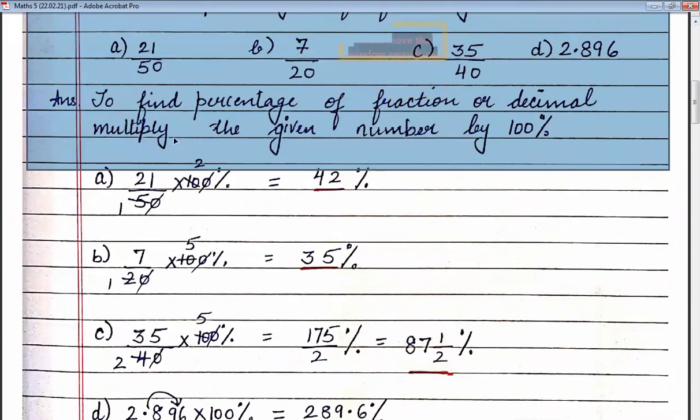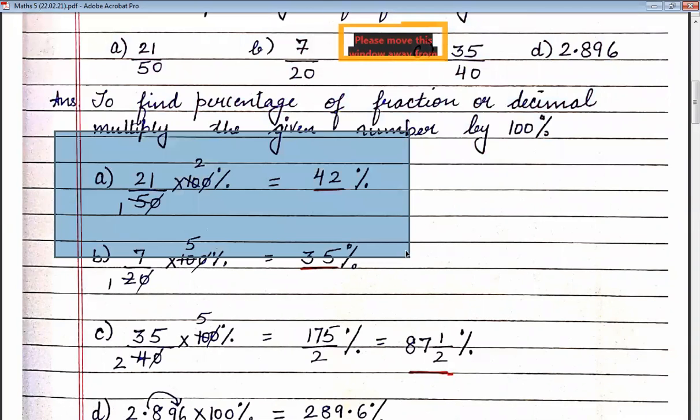It is 21 upon 50, 7 upon 20, 35 upon 40 and 2.896. Now children, you know how to find a percentage. Whenever we have to find the percentage, we have to multiply the given fraction by 100. So children, in all the parts, you just have to multiply the given fraction by 100%. Okay, students?